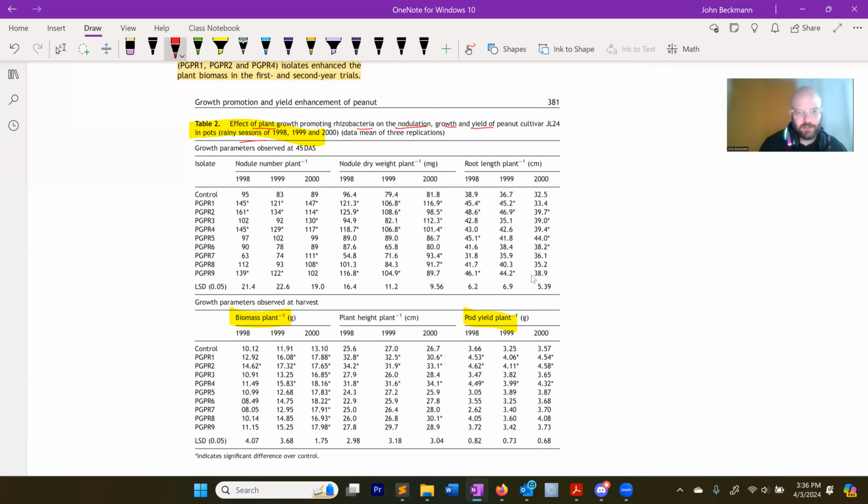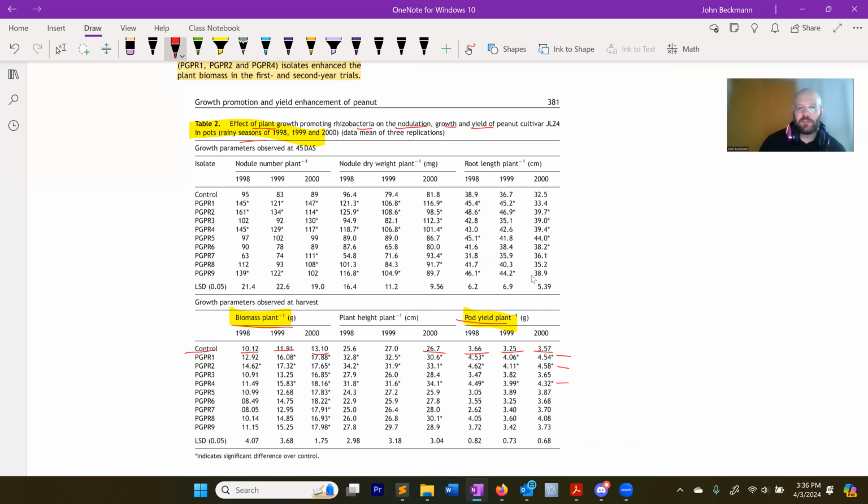So when I looked at this table, the things that I pulled out were the biomass per plant. So are you actually getting more plant tissue? And then the pod yield per plant. Okay, and so the top row is all the controls. And some of these are showing statistical effects. So this one is showing statistical effects, increase in pod yield. This one is showing increase in pod yield. This one. But let's make some notations about some of the patterns we see.